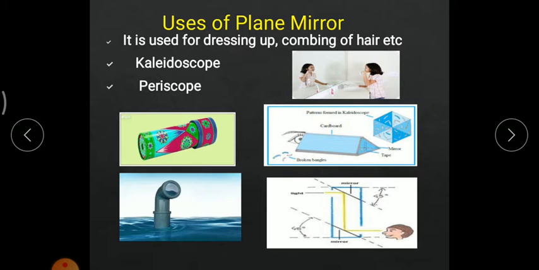The foremost use is for dressing up, for combing of hair, etc. Plane mirrors play a very vital role. In a kaleidoscope, they also play a vital role, and this is a periscope. As you can see in this picture, she is brushing her teeth, so she requires a plane mirror for it. Hence, the plane mirror is playing a vital role. With a plane mirror, we can even see our faces, etc.